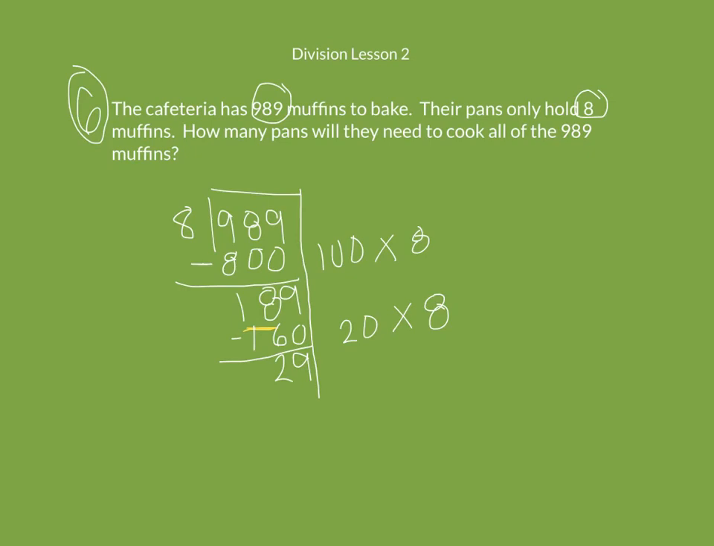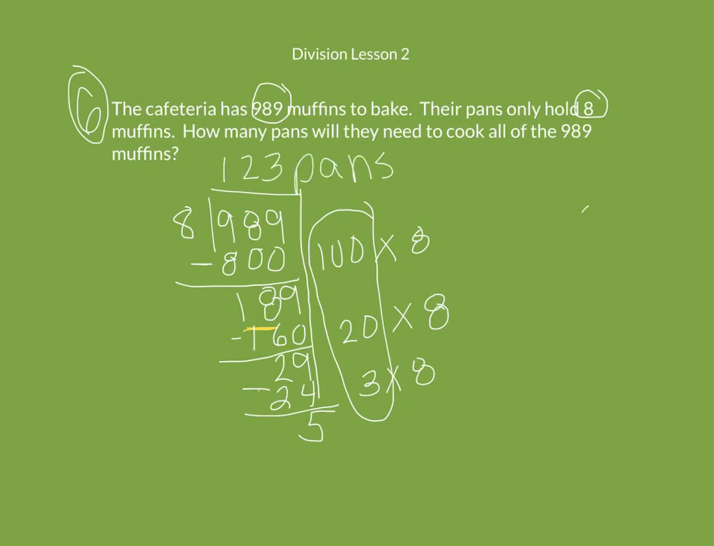So the closest multiple of 8 to 29 would be 24. So that would be 3 groups of 8. 3 times 8 is 24. And then we have 5 muffins left. Those 5 muffins are going to go on a pan all by themselves. So let's see how many pans we've made, how many groups of 8 we've made. 123. So 123 pans of 8.